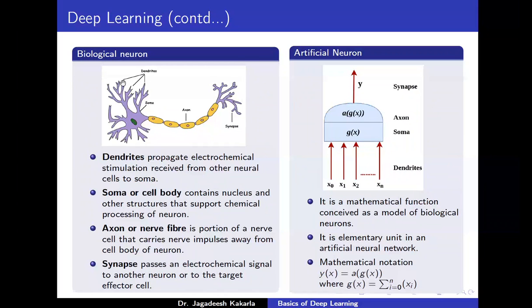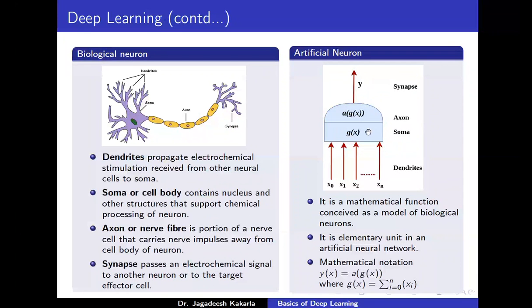I think it is visible for everyone. These dendrites propagate electrochemical stimulation received from other neural networks to the soma. You have the soma, the axon, and the synapse. The soma contains the nucleus and other structures that support the chemical processing of the neuron. Here the soma is the pre-processing. I will discuss all these things in detail. First, let me discuss this biological neuron.